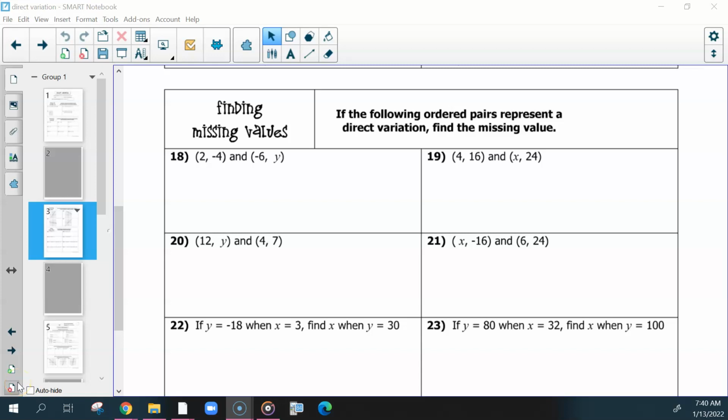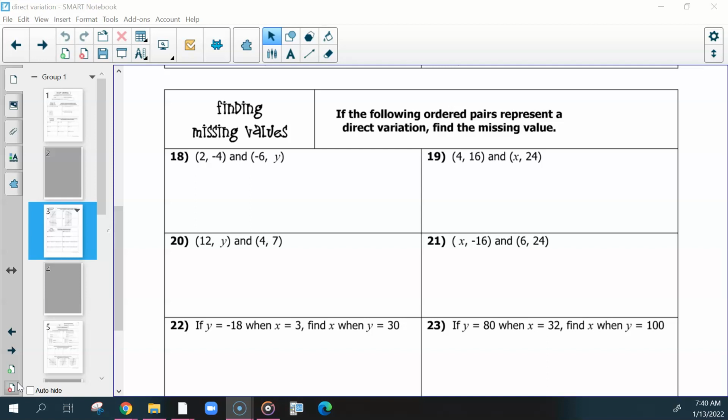So we left off right here. We're going to start with this part today. So far we've talked about how to write a direct variation equation, how to find our constant k from a graph, from an equation, from ordered pairs, and how to determine if it is a direct variation equation.